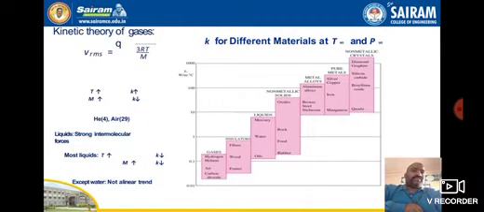Next, according to the theory of gases, the thermal conductivity value depends upon the type of material at different temperature and pressure. These are some charts which I have shown. For example, among liquids, mercury, water and oils have different thermal conductivities. Again, if you look at diamond, it is higher than all of them.